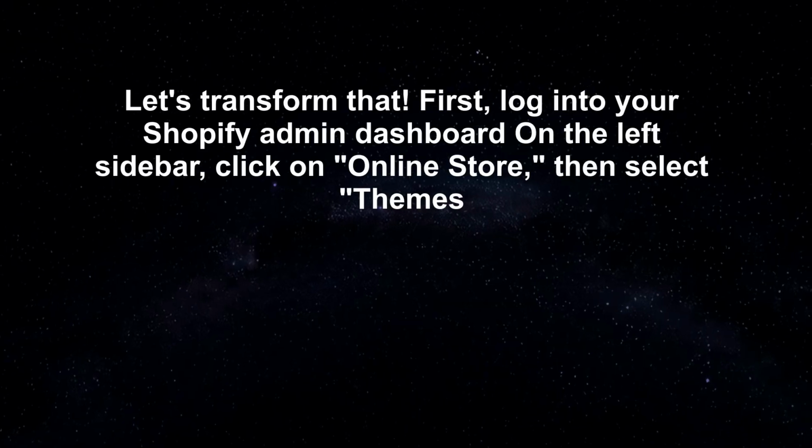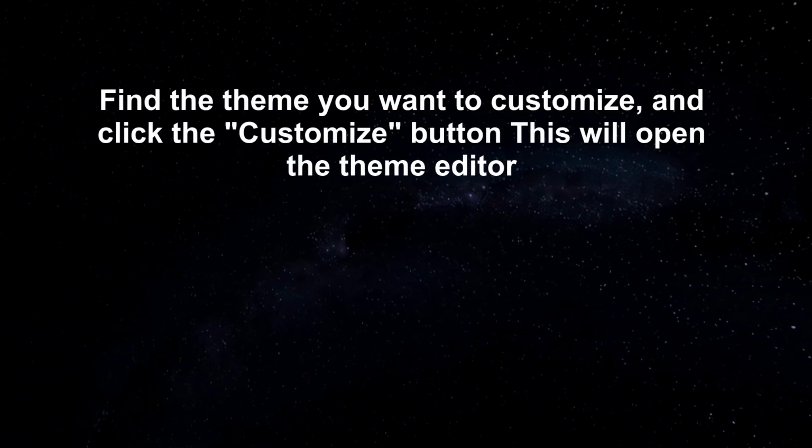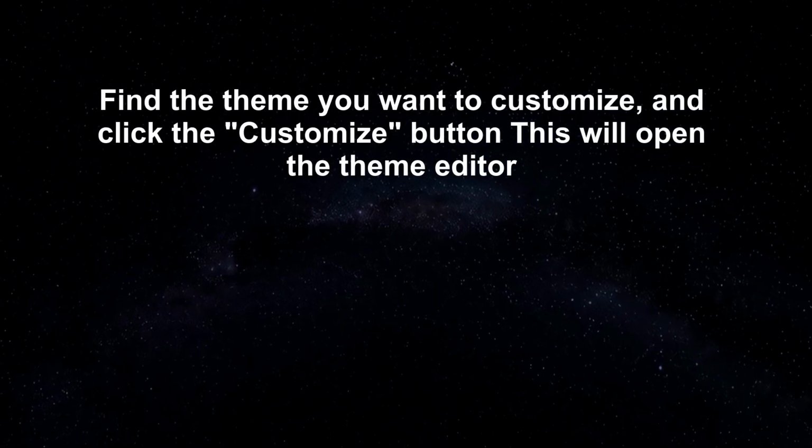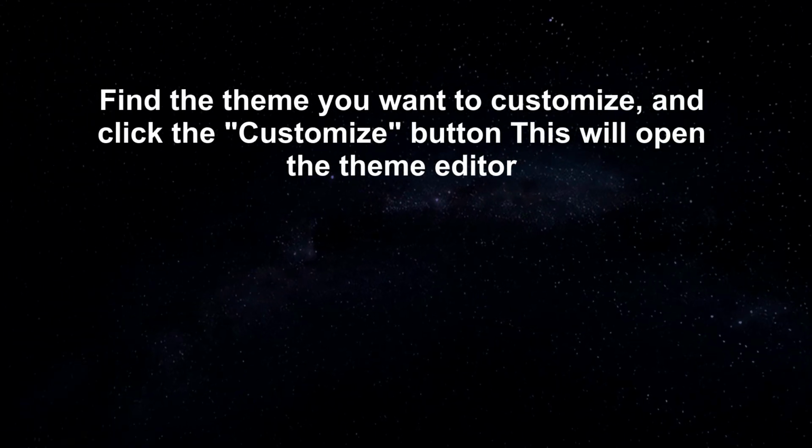Click on Online Store, then select Themes. Find the theme you want to customize and click the Customize button. This will open the theme editor.